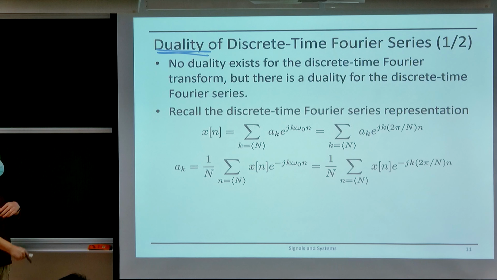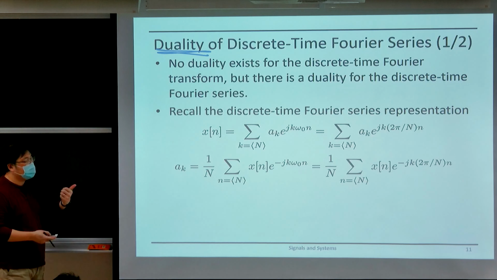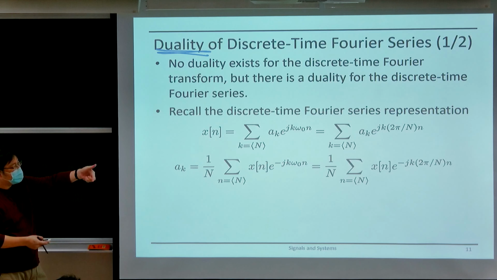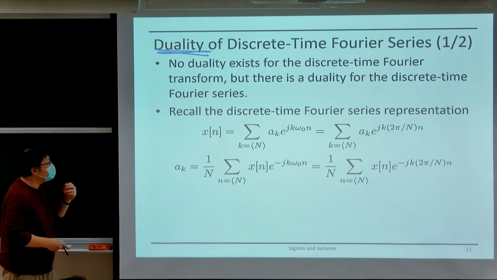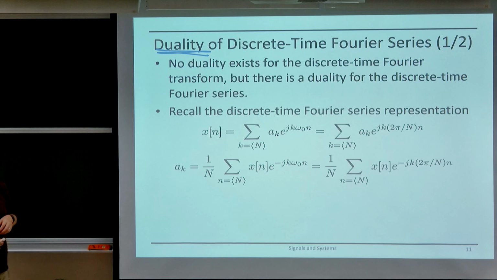But actually, you observe duality in many other places, right? So we talked about duality in the continuous time Fourier transform because you have this similar integral form from time going to frequency and frequency going to time. Now, you also have this duality if you look at, let's say, the discrete time Fourier series representation, right, which is for periodic signals.